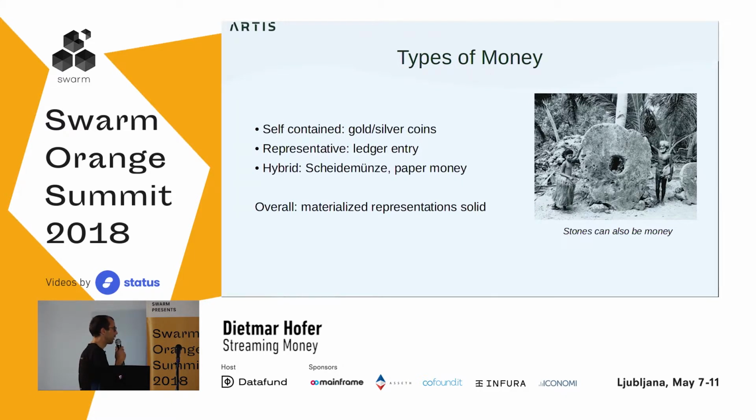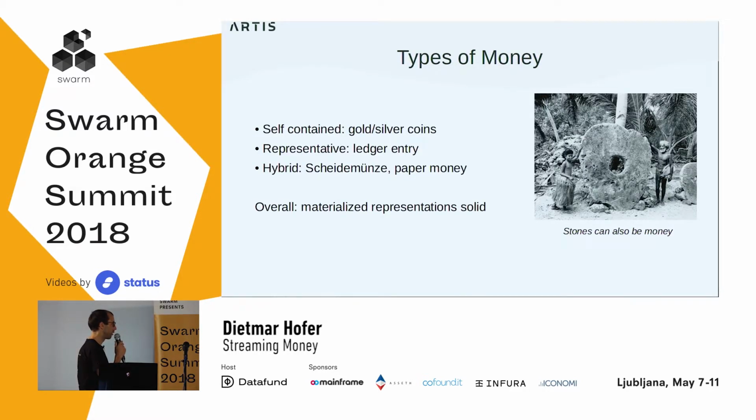And there is the kind of representative money, which is more like a ledger, which, by the way, also existed already a long time ago. I think in Mesopotamia, they already had kind of ledger entries. And there are hybrids, like I found this Scheidemünze. That's basically coins like we have them today, without intrinsic value, or the paper money. If you look at old dollar bills, for example, they have written on it, for this bill you can get $1. But over time, it became basically the dollar itself.